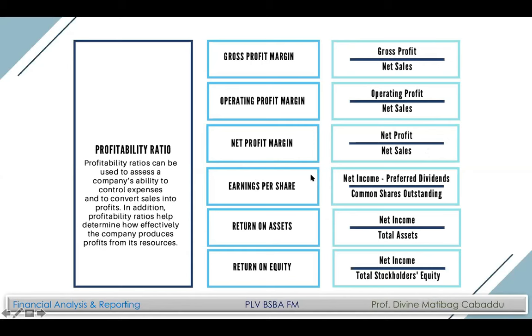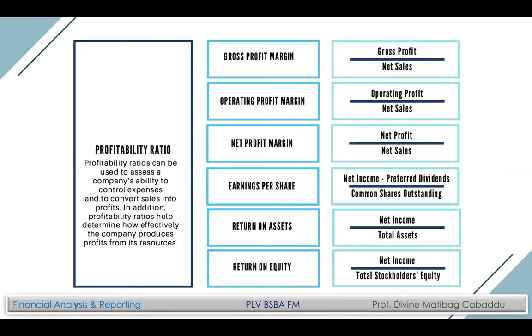Next, earnings per share. The formula is net income minus preferred dividends, if there are preferred dividends, divided by the common shares outstanding. As we all know, the preferred shareholders are given priority when it comes to giving out dividends. So sila muna yung unang babayaran. So yung net income minus preferred dividends for the preferred shareholders, yung matitira, or also known as net income available for common shareholders, yun ngayon ang paghahati-hatian ng mga common shareholders.